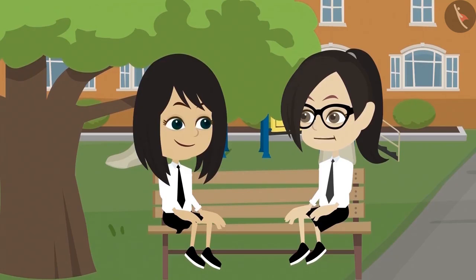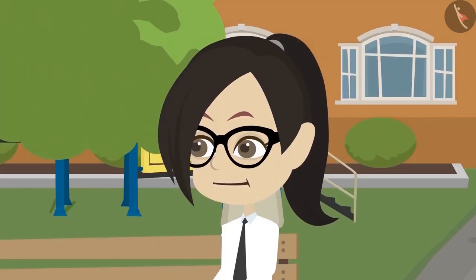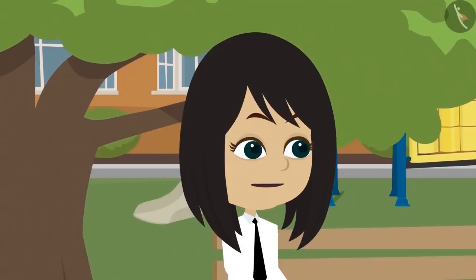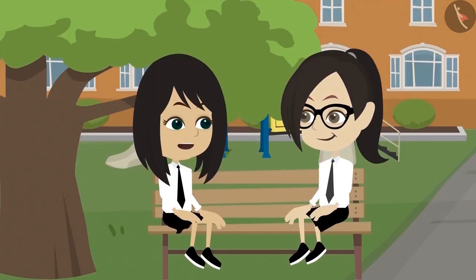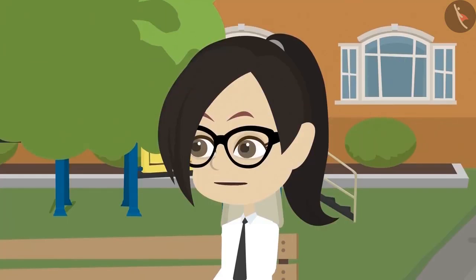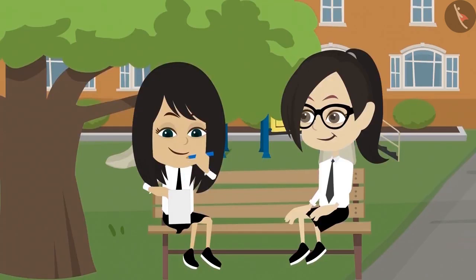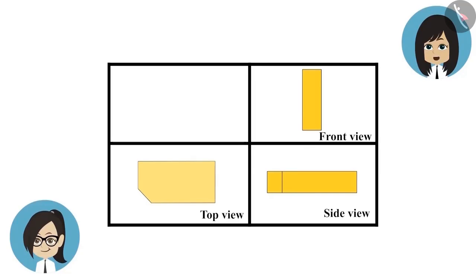Let's do one thing. You make three views of an object and show me. I will tell how the object looks from the left side. Okay, I will make the drawing of an object that looks different from the right and the left side. Okay, make it. Look at this and tell me what it is.